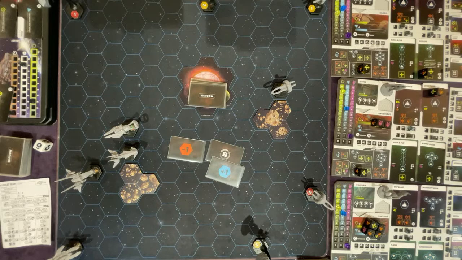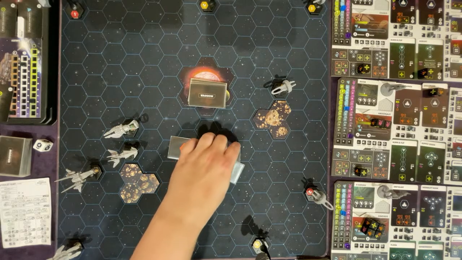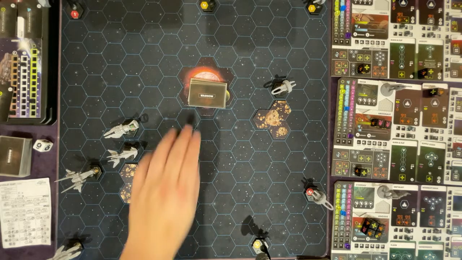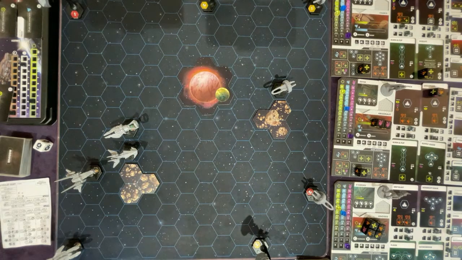We got him. All right, and then she does get to resupply something, and she can resupply her long shot or her self-sacrifice. I don't know which one's better. I think we're gonna go ahead and resupply her long shot, and that's it.